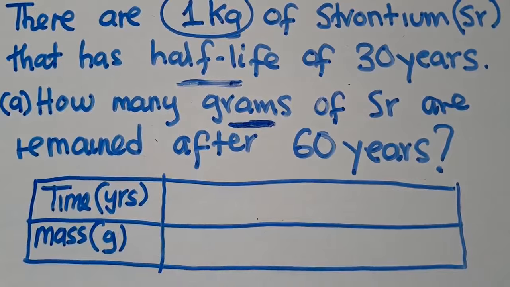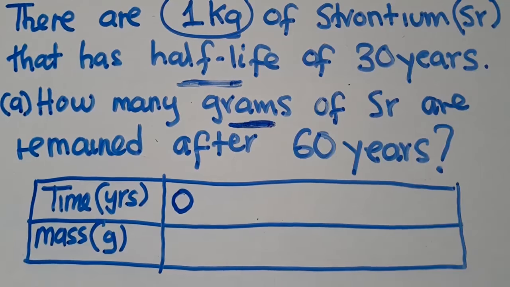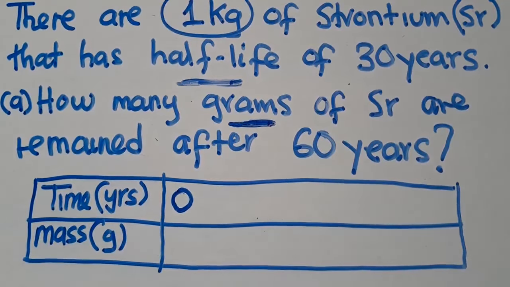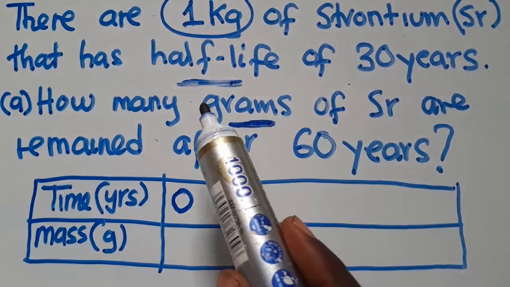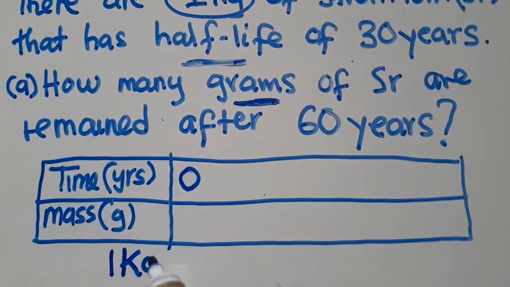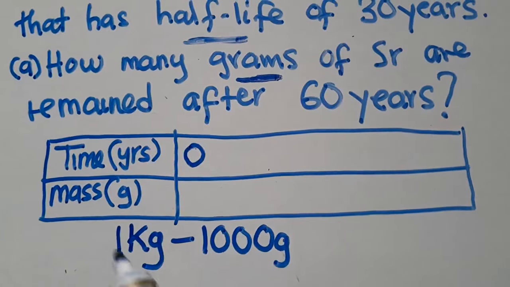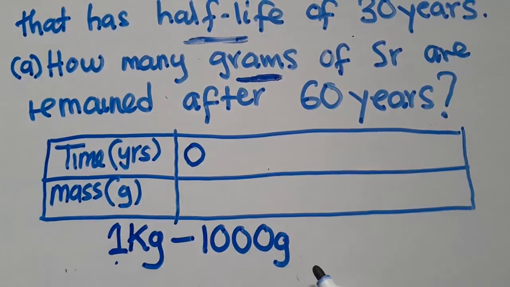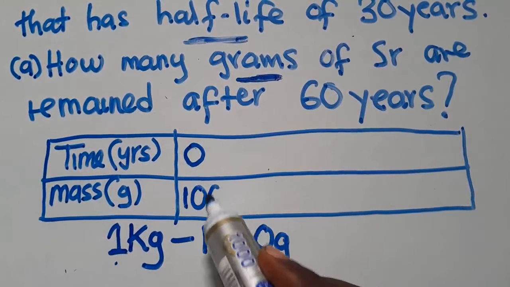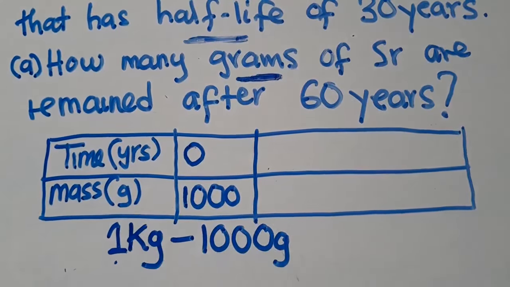So what is the time? The time here you say 0. Then what is the present mass? The mass is 1 kg. Now 1 kg, here we are talking about grams. 1 kg is equivalent to 1000 grams. So here I'm going to put 1000, since I've indicated grams there.